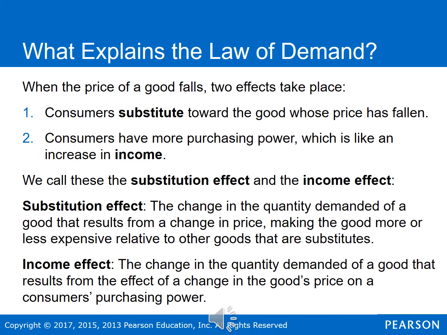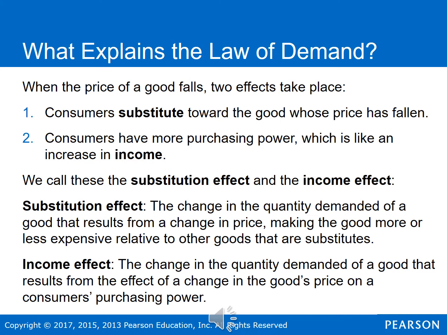So the substitution effect, to say more formally, is the change in the quantity demanded of a good that results from a change in the price. And this makes the good more or less expensive relative to other goods that are substitutes. So now because this good, let's say in this example, is cheaper, the price falls, it's now cheaper relative to other goods, you're more likely to purchase that good or to purchase more of that good than similar goods or other goods that are substitutes because their price hasn't fallen.